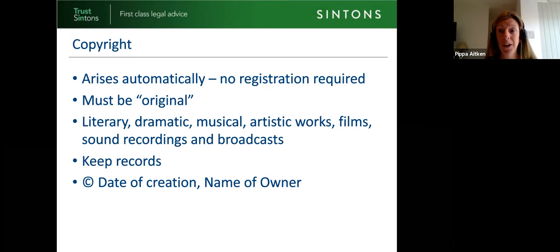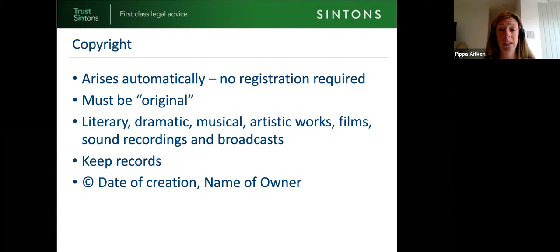The most important thing for you when you're creating copyright work is to keep records of that work so you can identify who created them and when it was created. You can use the copyright statement, which is the C in the circle, the date of creation and the name of the owner. It's not a legal requirement to put the statement on your records, but it is a good indication of when it was created and who by.